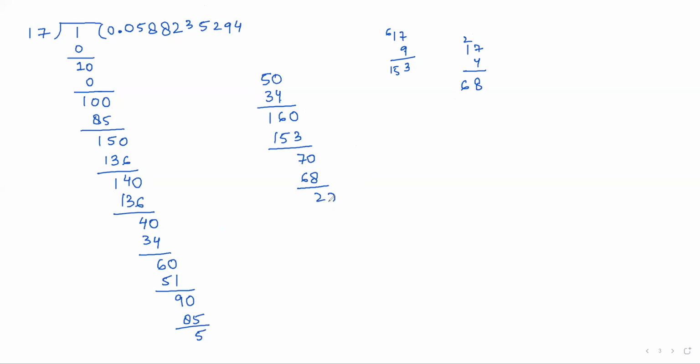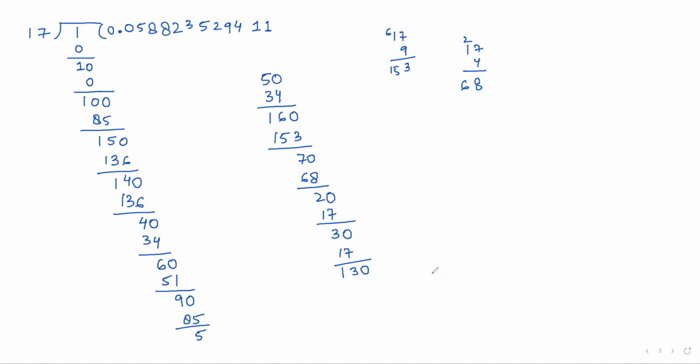Make it 20. Now 1 time 17. Right? So 3 as the remainder. Make it 30. Now again 2 times. No, 1 time. Right? 2 is 34. Yes. So 1 time 17. Now again 10 minus 7 is 3. 2 minus 1, 13. So make it 130.